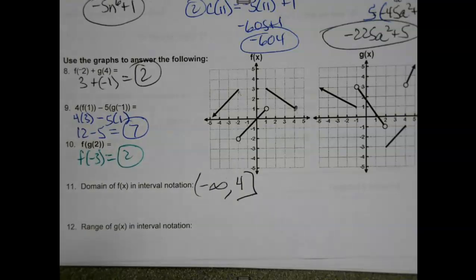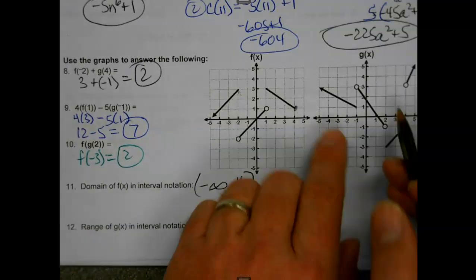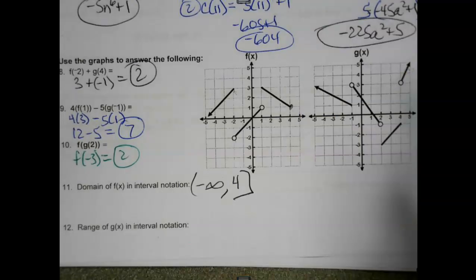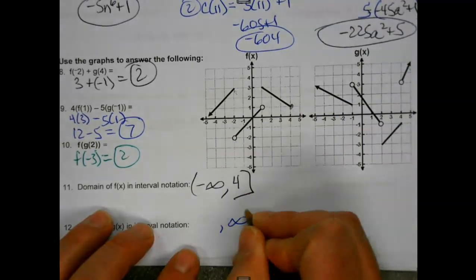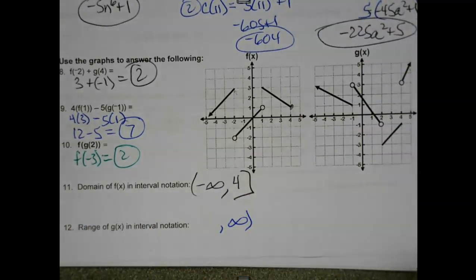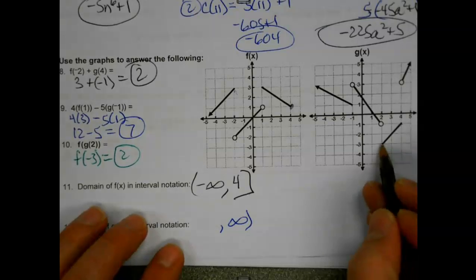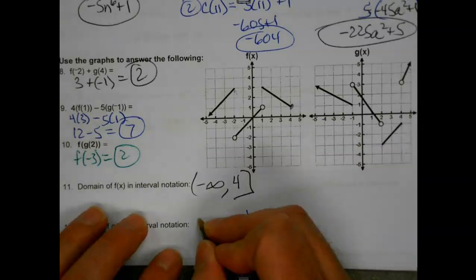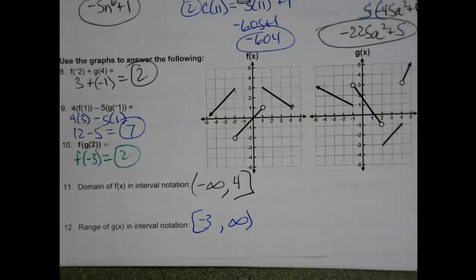My range, same danger. I see this going up forever. Both of these arrows do, so that's positive infinity. But I don't see an arrow going down forever. This is my lowest point, and I just follow it back to the axis and work it that way.